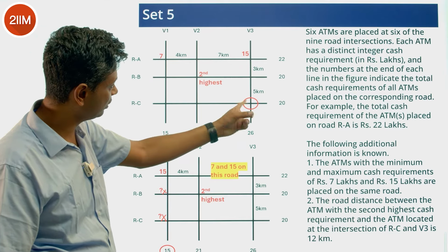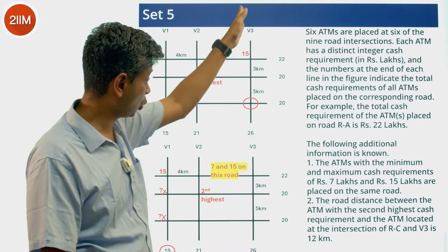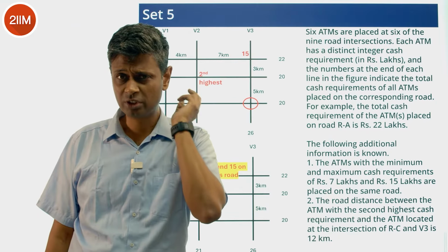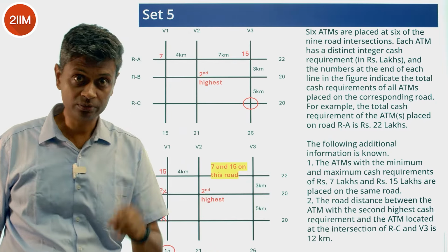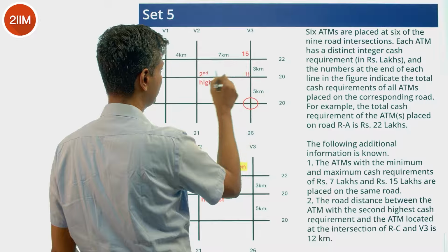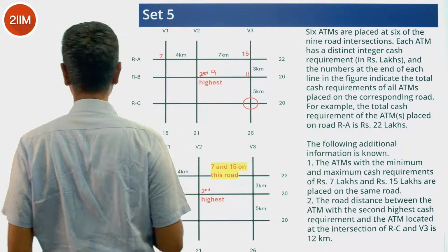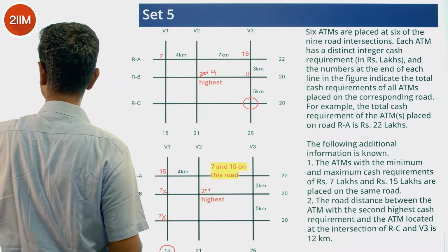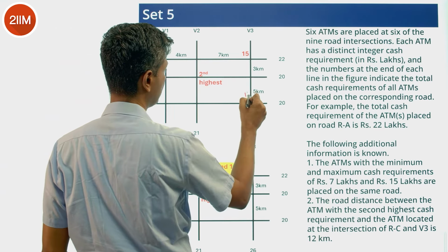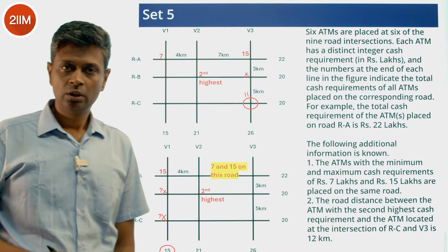What do we find for ourselves here? If this is 15, only 11 remaining for this road, for this column, for V3. 11 cannot be from 2 ATMs, the minimum is 7. So 11 has to be from 1. So if this were 11, then this adds up to 20, this is 11, this has to be 9. This won't be the second highest. So that is not 11, that means this has to be 11. This has to be 11 and there's nothing here. Nice, brilliant.